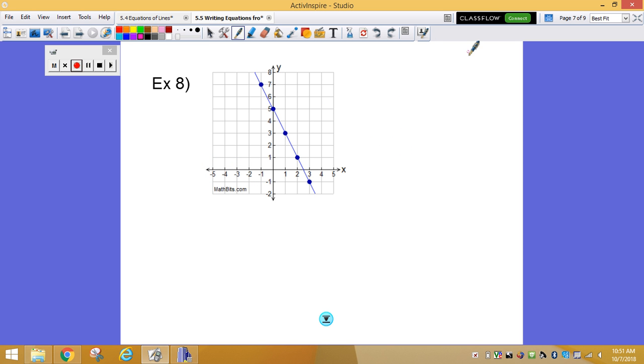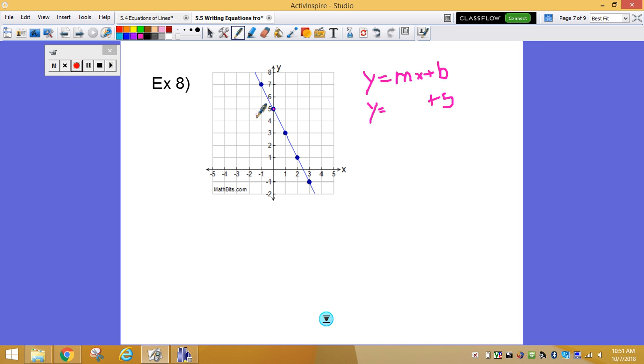Okay, let's do another one. Again, I'm going to keep doing it this quick way because when you take your EOC, it's not timed, but it is multiple choice, and this will help you eliminate some answers if you can do it this way. So B is your y-intercept, and it crosses my y-axis right here at 5. So that means it's going to end with a plus 5.